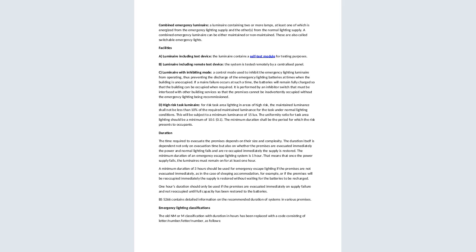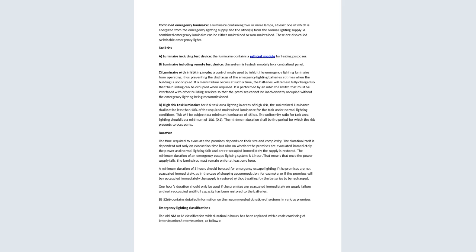luminaire with inhibiting mode. So a control mode used to inhibit the emergency lighting luminaire from operation, thus preventing the discharge of the emergency lighting batteries at times when the building is occupied. If a mains failure occurs at such a time, the batteries will remain fully charged so that the building can be occupied when required. It is performed by an inhibitor.